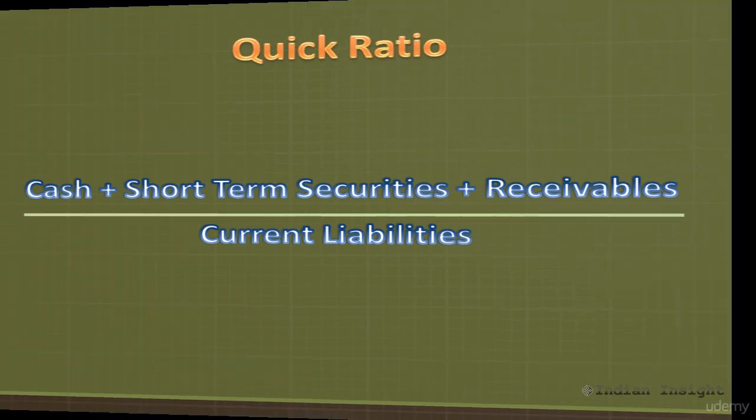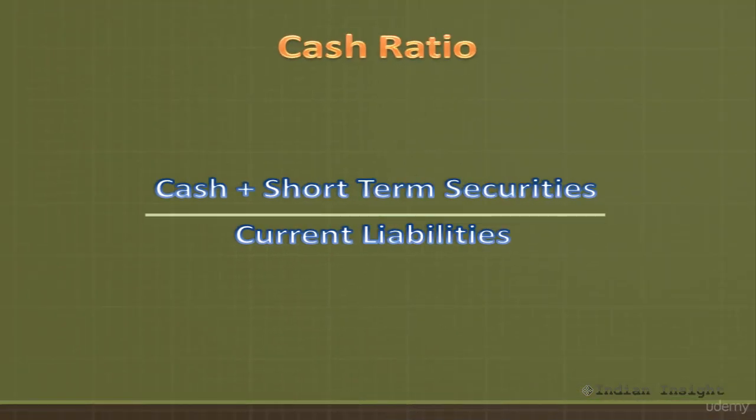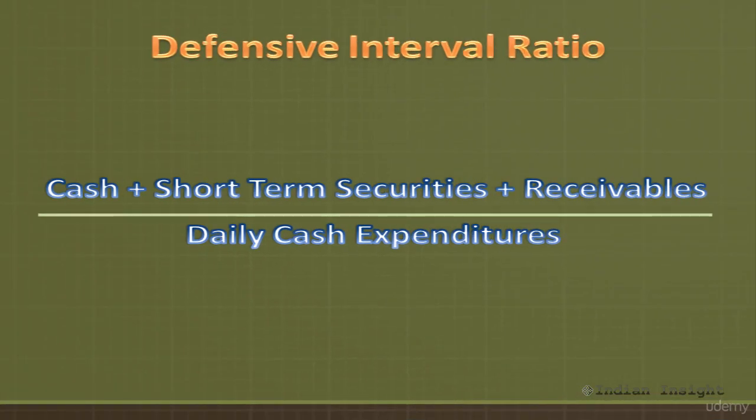The next ratio we will look at is the cash ratio. Cash ratio is calculated by dividing only cash plus short-term marketable securities by current liabilities. This represents a reliable measure of an entity's liquidity in a crisis situation. In case of cash ratio, only highly liquid short-term securities and cash are included. This makes this ratio the strictest compared to current ratio and quick ratio. Next, let's look at the defensive interval ratio.